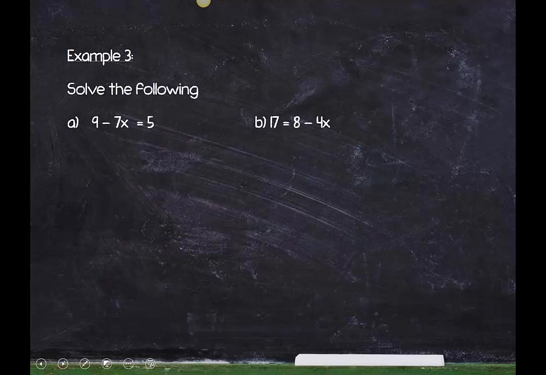Solve the following. Now these ones are just formatted a little bit differently. So it may scare some of you. You may not know where to start. With this one, we've got 9 minus 7x equals 5.